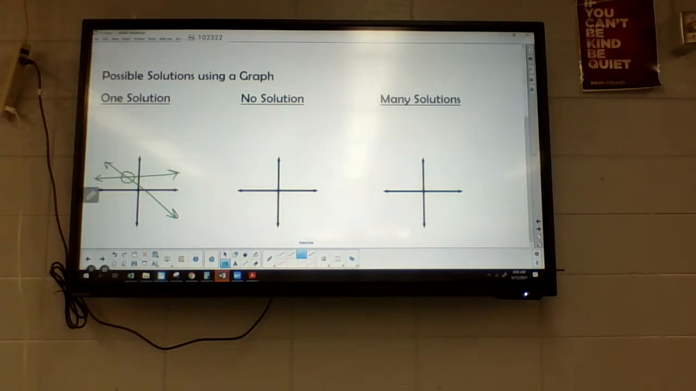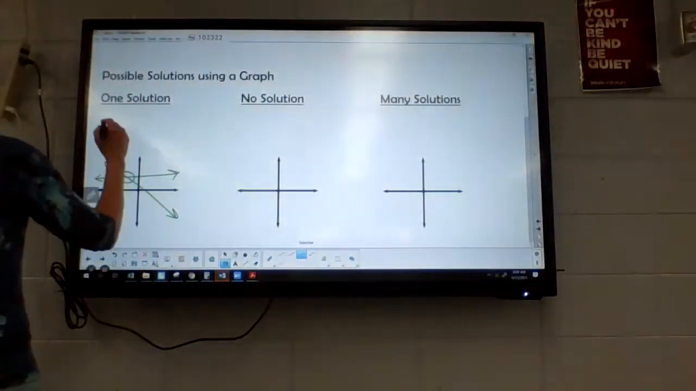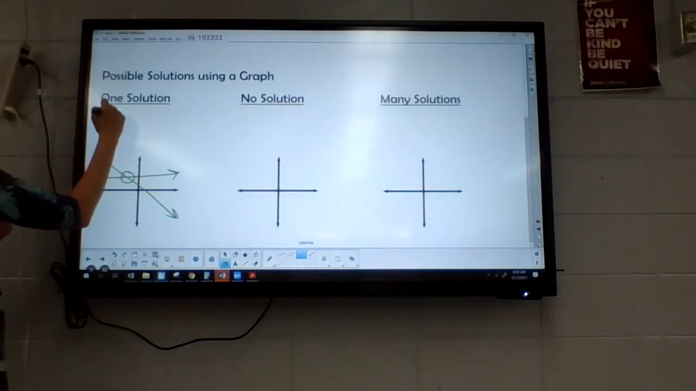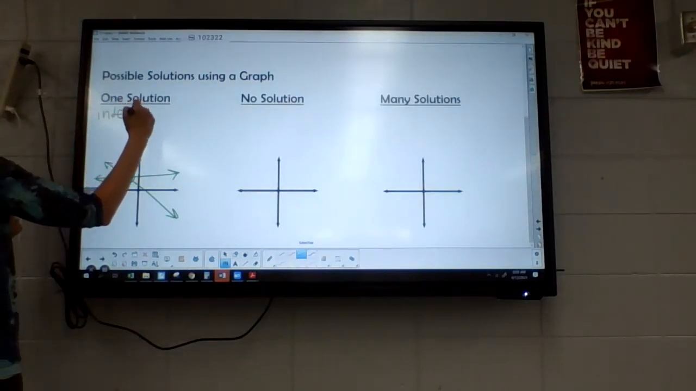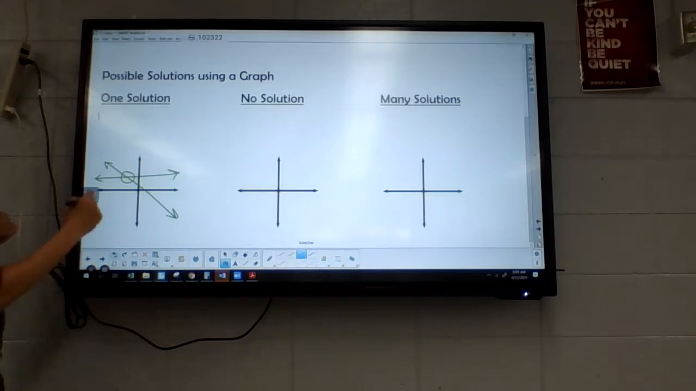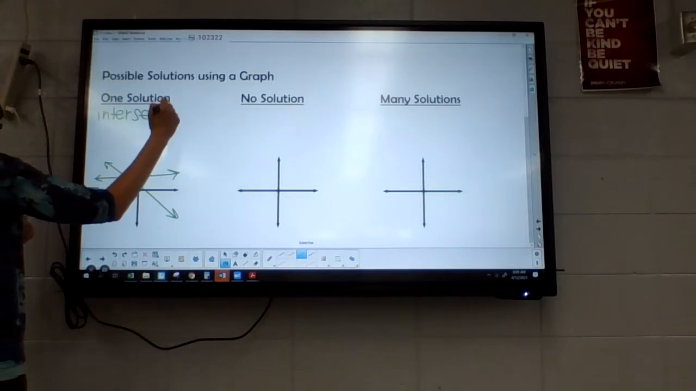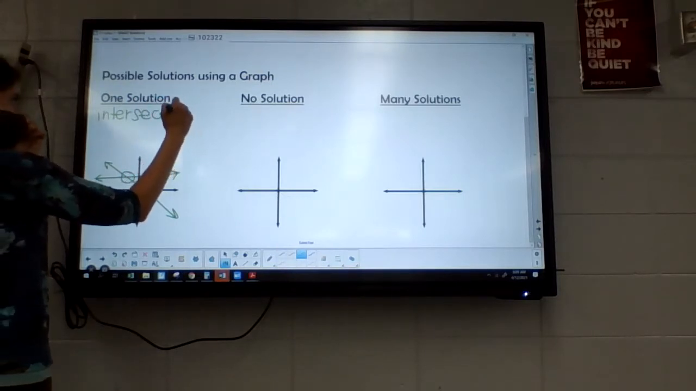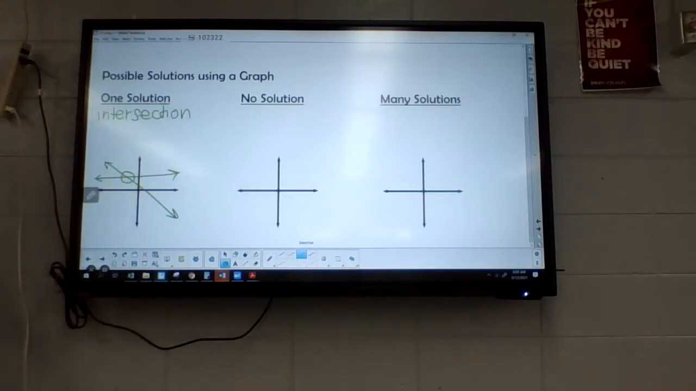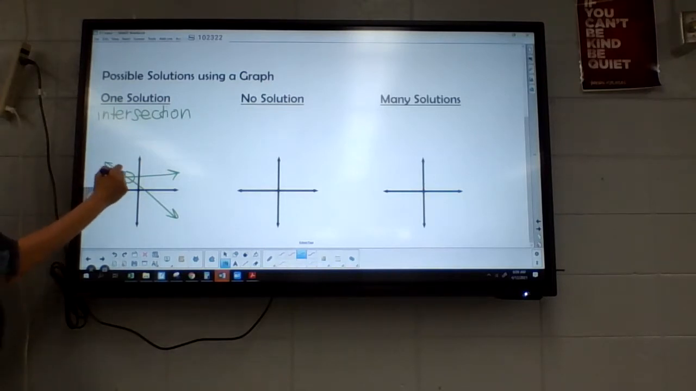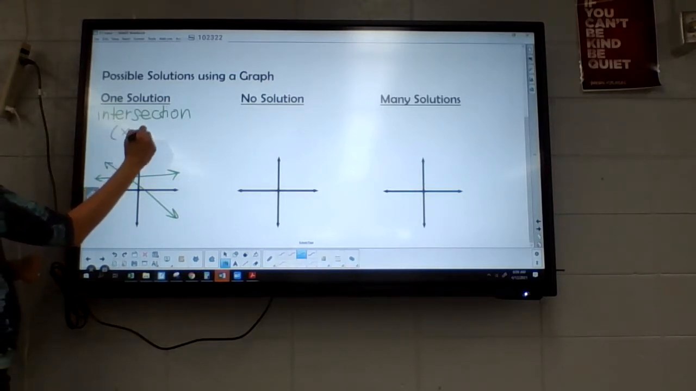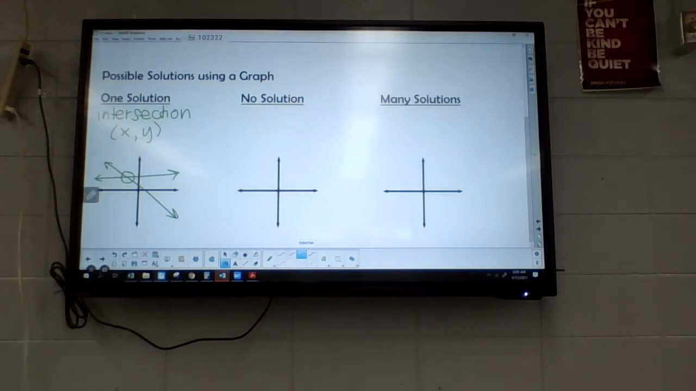Like you hear people talk about that, let's come together and agree on something, and it's kind of where they agree. It's where they have exactly the same solution. So the solution is at the intersection. So where they meet, that's going to be an x and y coordinate. So at the intersection.